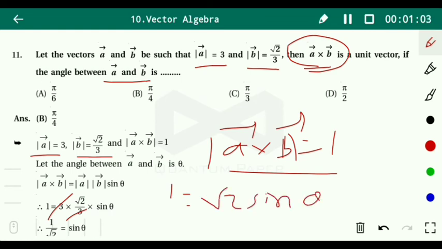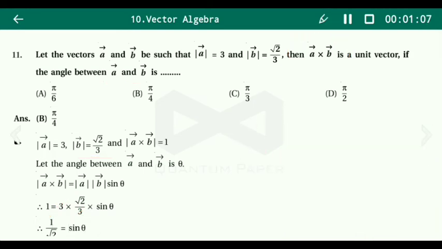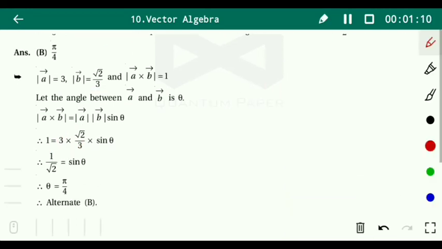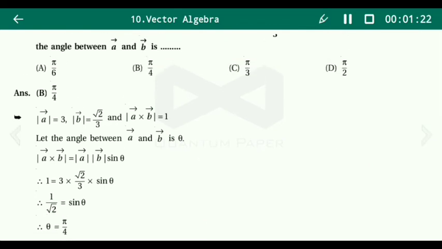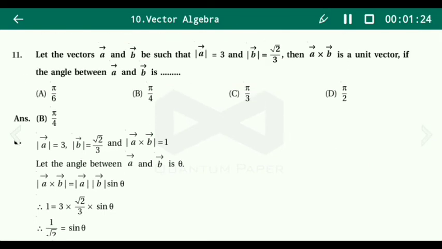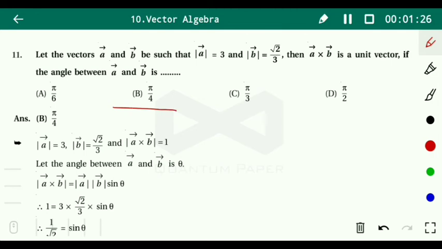So whenever we have to make sine theta the subject, the value of sine theta is equal to 1 by root 2. See, so the value of sine theta is 1 by root 2. So the value of sine pi by 4 is 1 by root 2. Okay, so the value of theta is pi by 4. So the answer is B, pi by 4.